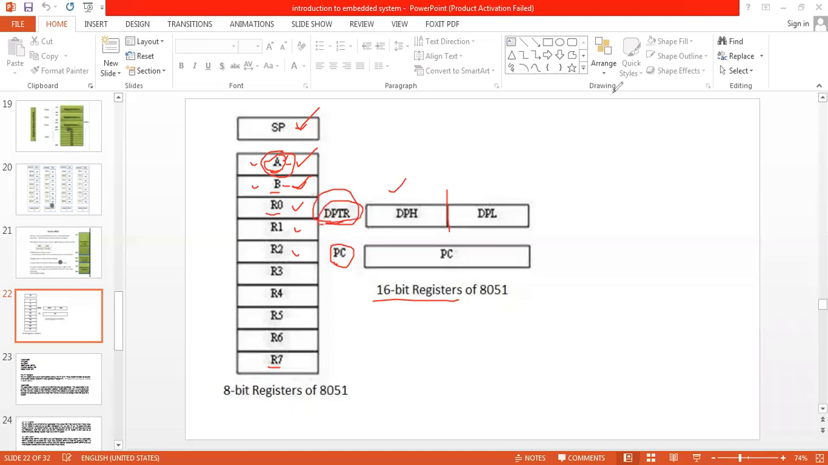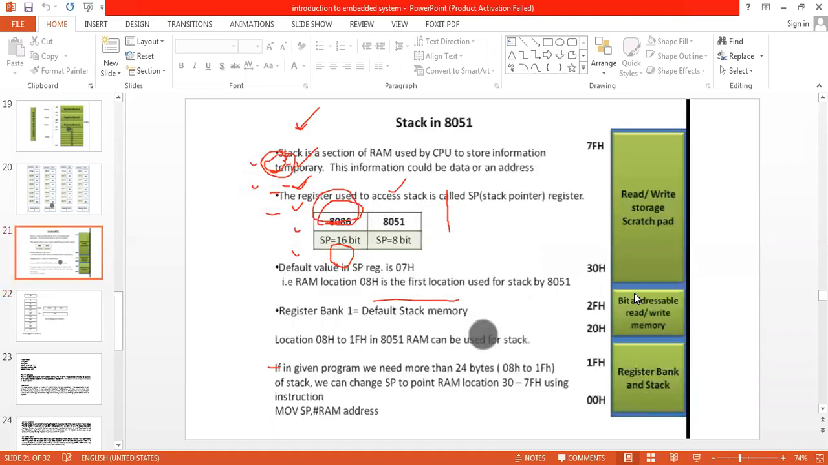And then we discussed the stack memory with some examples. So what is actually the stack? The stack is a section of RAM that is used by the CPU to store information temporarily. That we have discussed, correct? Registers and stack memory are used to store data for temporary purposes.